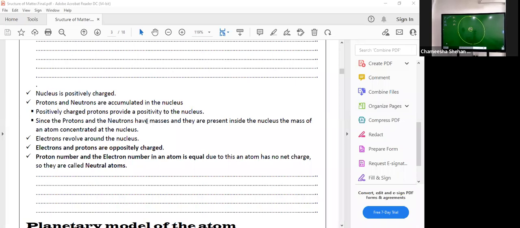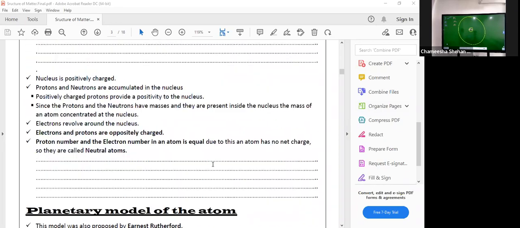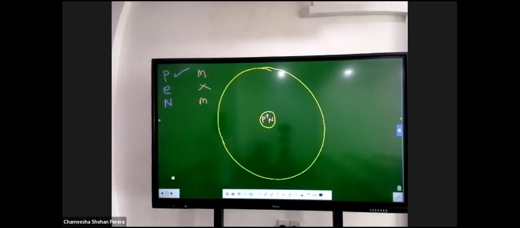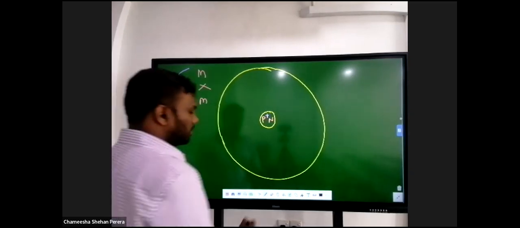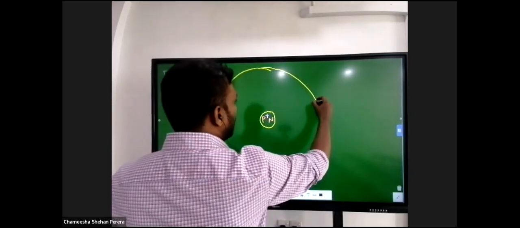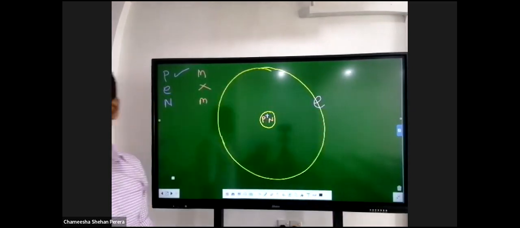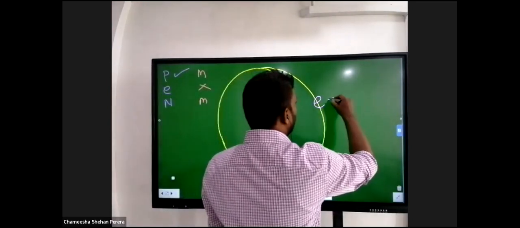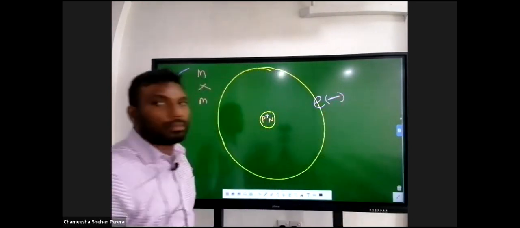Then electrons revolve around the nucleus, okay? We say that the electrons revolve around the nucleus. I mentioned an electron here that is revolving around the nucleus. And you could remember, electron had a negative charge. I hope you can remember that, right?